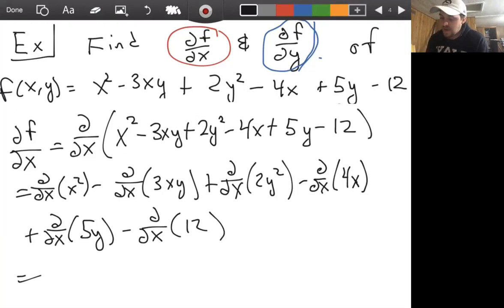Well, what's the derivative of x squared with respect to x? It's 2x. We have the partial derivative, and then minus, right? Partial derivative with respect to x of 3xy.